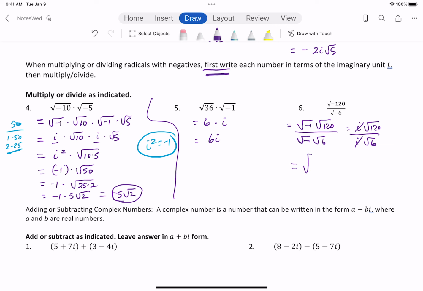Now what we can do, we can rewrite square root of 120 over the square root of 6 as square root of 120 over 6. And then if we put that in the calculator, that gives me the square root of 20, right? Which, of course, we can break down into square root of 4 times 5, which will give me 2 root 5 for the answer. All right?